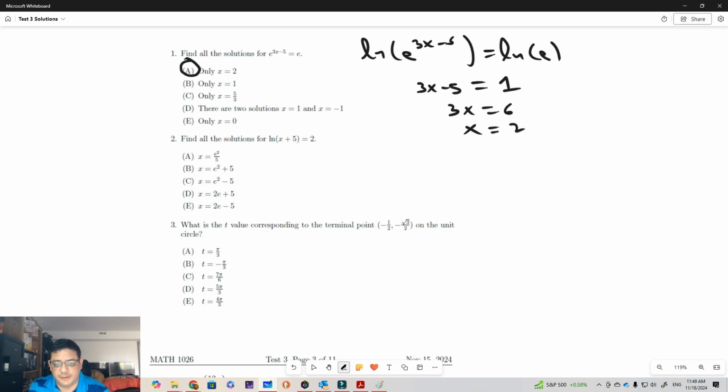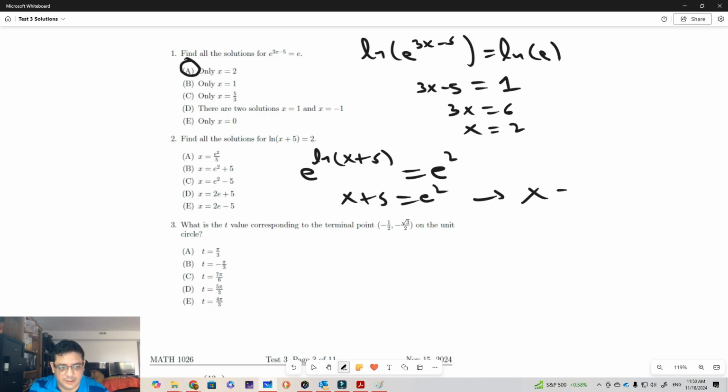For B, it's a similar situation, but you have log of x plus 5 equals 2. So instead of using the log with the e, we're going to use the exponential to get rid of the log. And so we get now e to the log of x plus 5 equals e to the power 2. We cancel the e with the log, and we get x plus 5 equals e to the 2, and x is e to the 2 minus 5. So that is answer C.